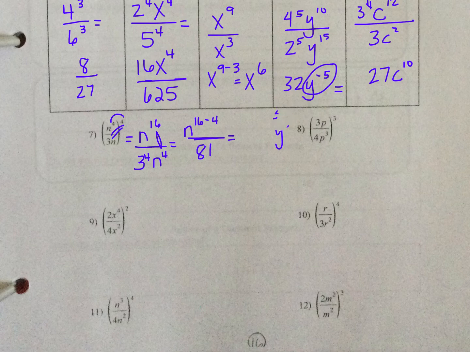16 minus 4 is 12. So c12 stays on top. 81 is on the bottom.